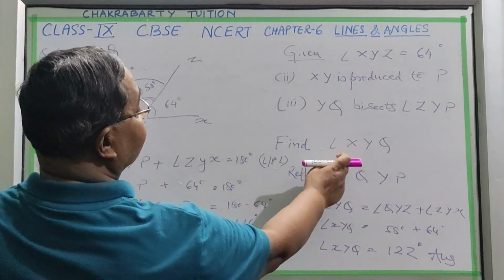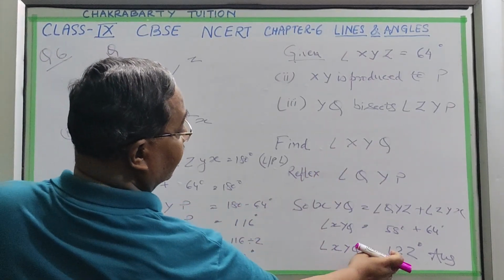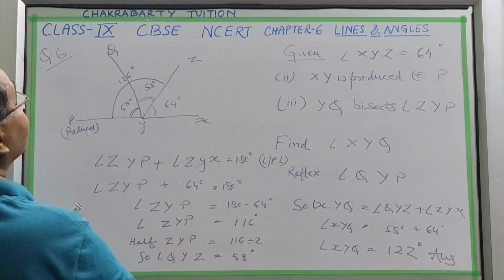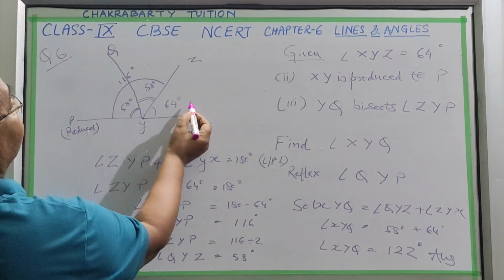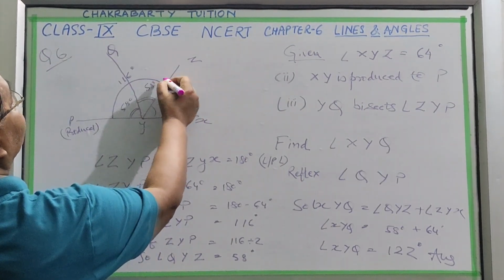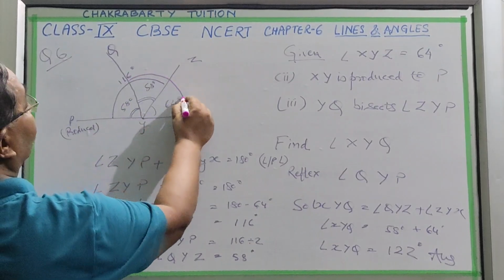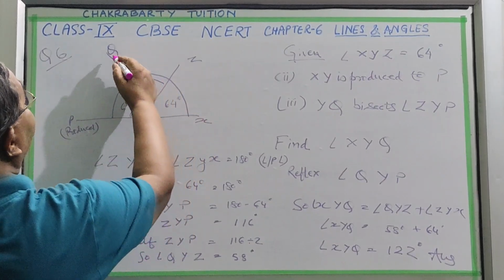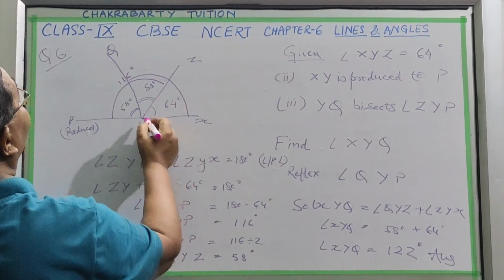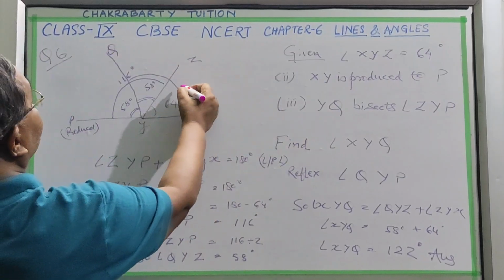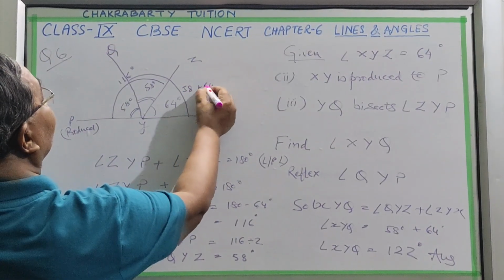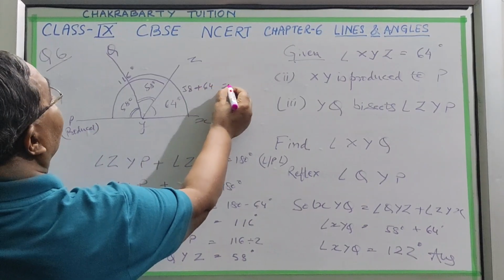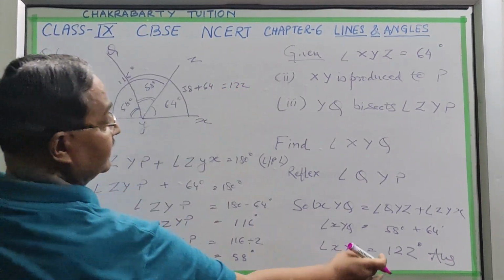How does it come? 58 degree you have proved, 64 is given. So from here to here, XYQ is the full angle. It will be 58 plus 64 is equal to 122. See, this is 122.